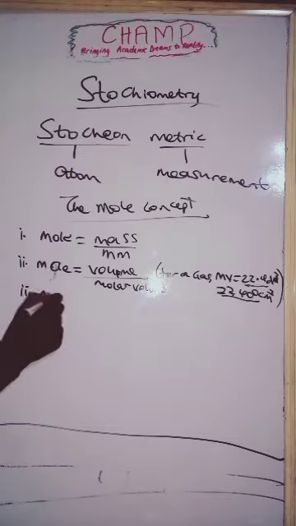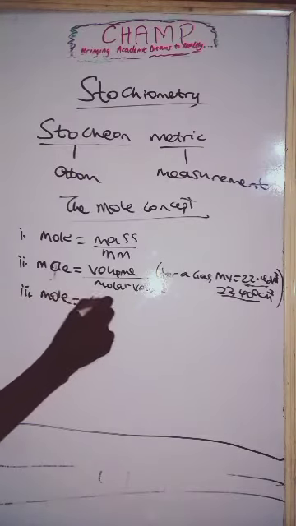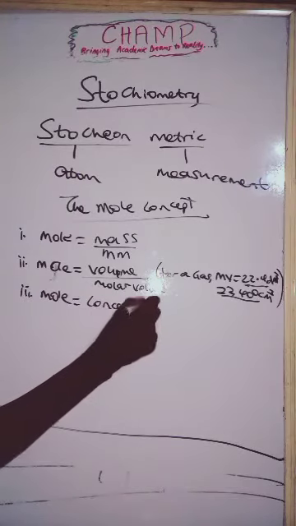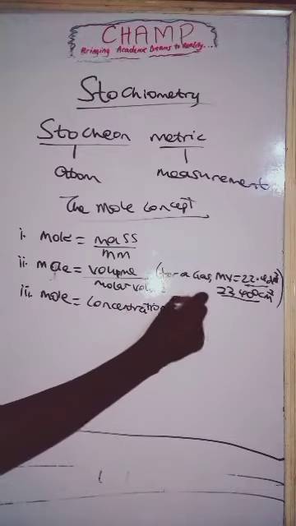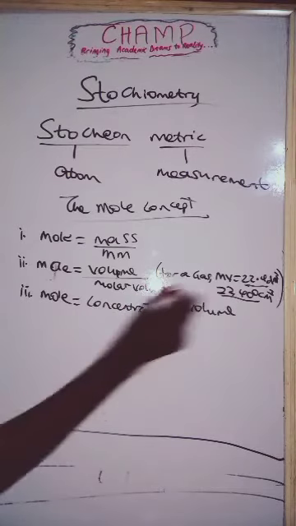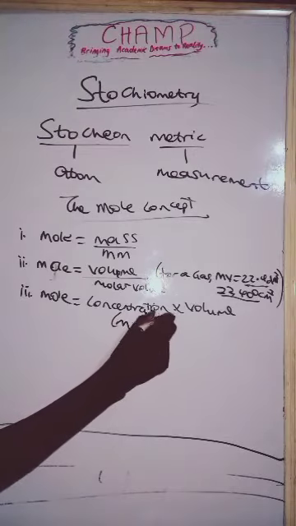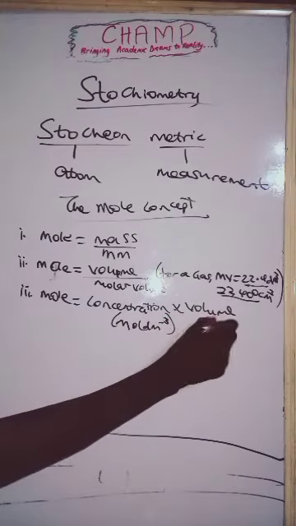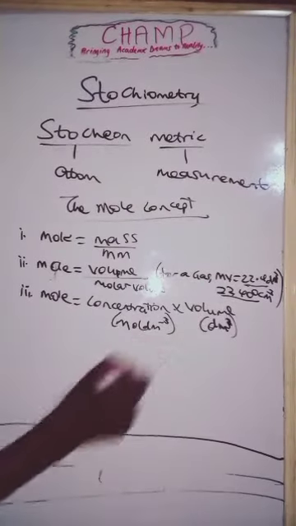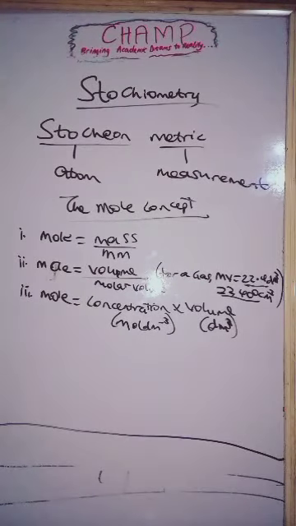Number 3, mole is equal to concentration times volume. Your concentration is in mole per dm cube, while your volume is in dm cube. So mole is equal to concentration times volume.